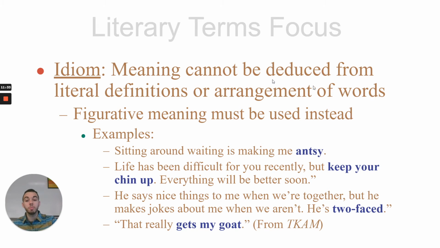So literary terms focus. Number 3, idiom. So what is an idiom? An idiom is when a meaning cannot be deduced from the literal definitions or arrangements of words. We know idioms as sayings, like keep your chin up. Life has been difficult for you recently, but keep your chin up. Everything will be better soon. So what does that mean?